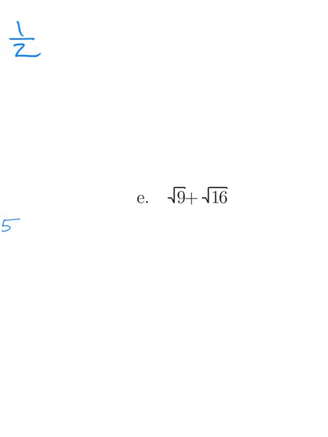Let's look at example E now. This one looks very similar to example D, but let's see what happens if we follow order of operations. I want to simplify the square roots first. If we do that, we get the square root of 9 is 3, since 3 squared equals 9, and the square root of 16 is 4, since 4 squared equals 16. Now we can go ahead and add the results, and we get 7.